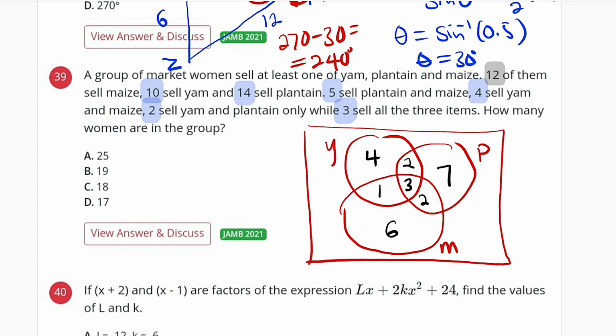So to find the number of women here, all we have to do is to add all the numbers you can see here. So let's add them. 4 and 2 is 6. 6 and 1 is 7. 7 and 3 is 10. 10 and 7 is 17. 17 and 2 is 19. 19 and 6 is 25. So we have 25 women in this group.